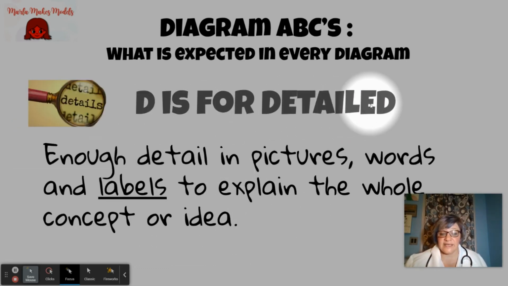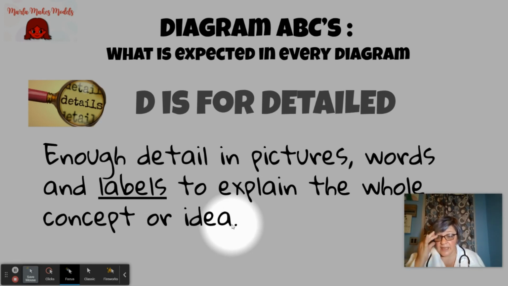Finally, D is for detailed. You have enough detail in pictures, words, and labels. Those labels are going to be very important. You're not writing paragraphs or really even sentences. Your labels are most of your words, okay? And they need to explain the whole concept or idea. Again, somebody should be able to look at your diagram without you explaining it and understand what you mean.